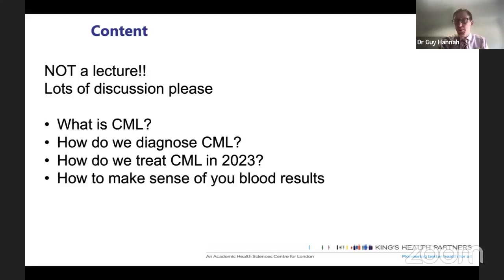What is CML? A bit about the biology of the disease itself, what drives it, how do we diagnose it in the laboratory? And I'm sure many of you patients on the call will have had these tests when you were diagnosed. How do we treat it in 2023? And how do you make sense of your blood results? That will come back a little bit to the biology of CML, the laboratory testing and diagnosis as well. So it all links together.